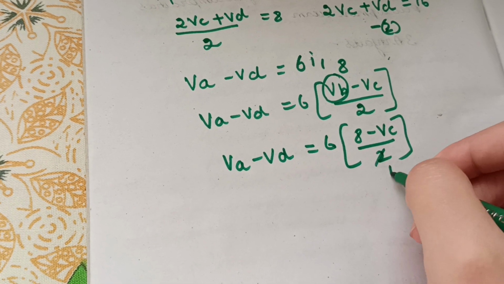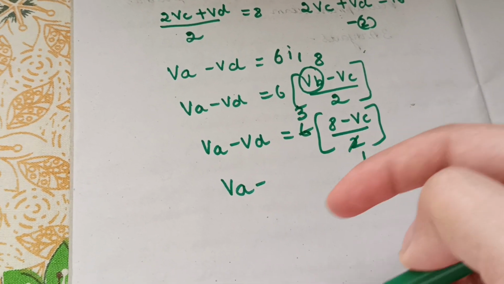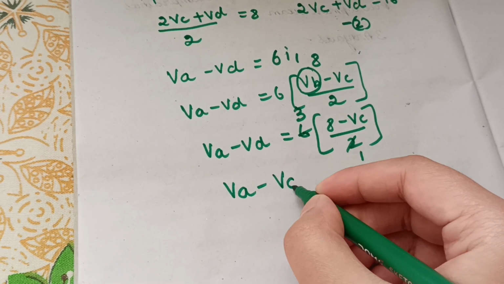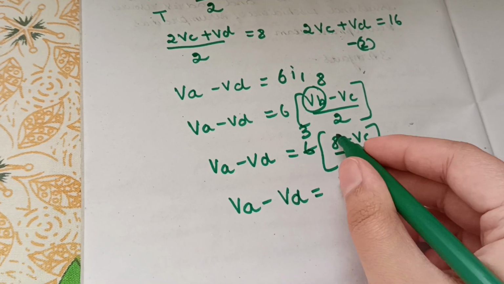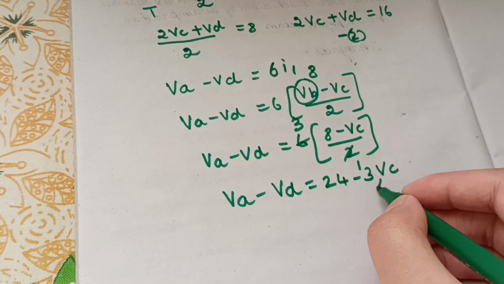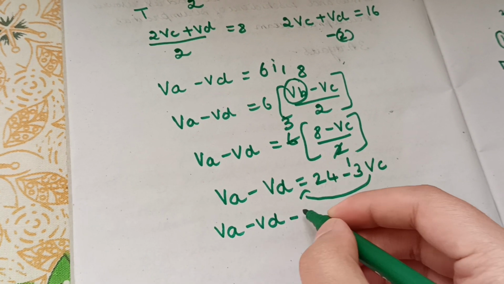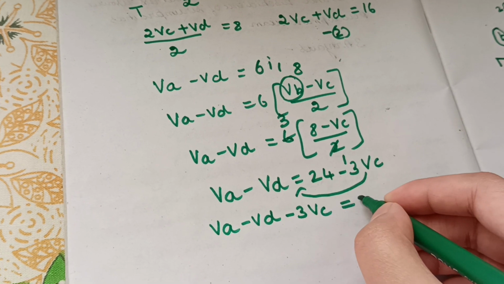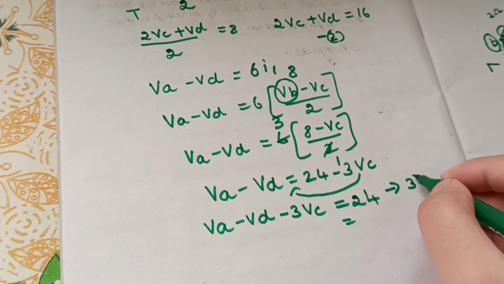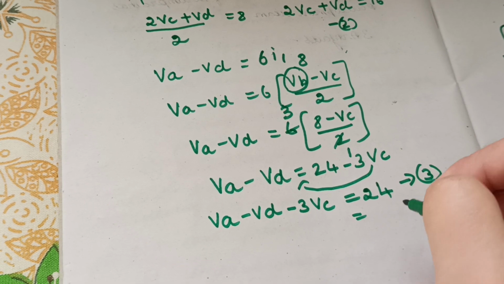So now this, 2 ones are 2, 2 threes are 6. I'm writing each and every step, because you will get to know why I'm writing each and every step. Okay. So here it is Va minus Vd is equal to 3 into 8 are 24 minus 3Vc, right? So now I'll shift this over here, wherein I get Va minus Vd plus 3Vc is equal to 24. Fine. So now let me take this equation as 3. Therefore, let us try to solve these equations now.